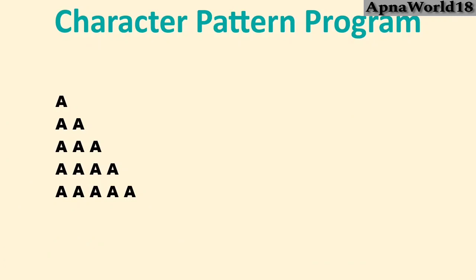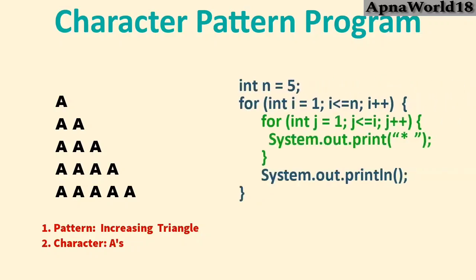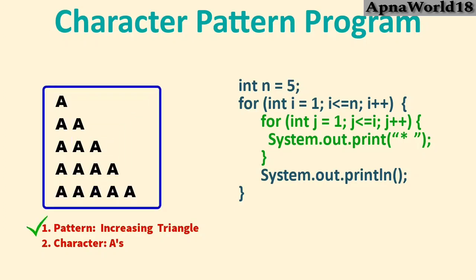When you solve a pattern program with characters, you will break your problem into two parts. First, what is the pattern? And second, what are the characters in it? You will first look at the shape and write the code which is required for that shape. As you see, this is an increasing triangle pattern program. We will first get the star pattern program for the increasing triangle which we had learnt in the star pattern video. So this program solves the first part of creating the pattern.